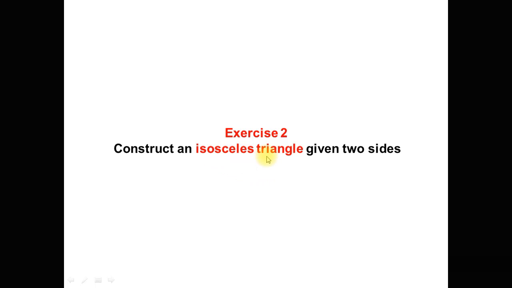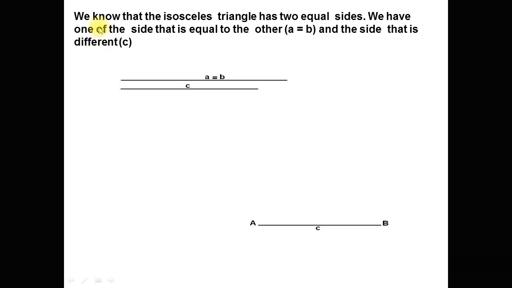So it means that if the length of one side A is, for example, 4 centimeter, then the length of the other side B will also be 4 centimeter. We know that the isosceles triangle has two equal sides. We have one side that is equal to the other side. Suppose A is equal to B. So in the given data we have only one side, and the other side will definitely be equal to side A, but the side that is different, C, will not be given.